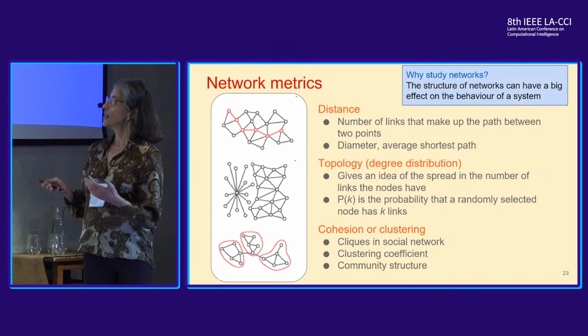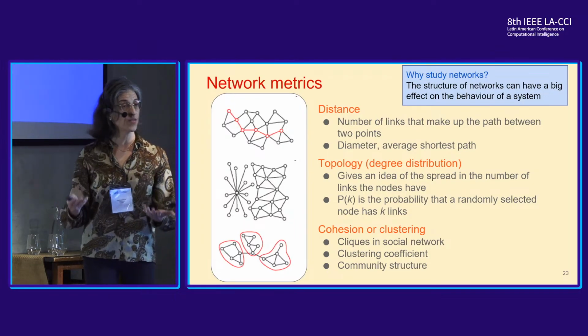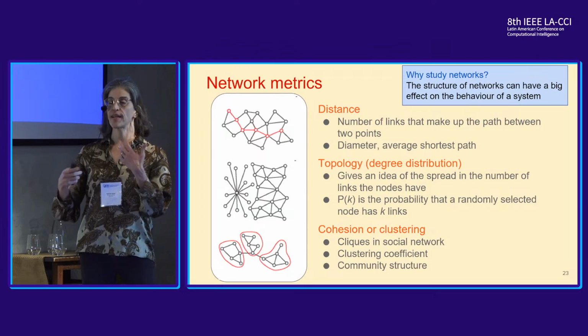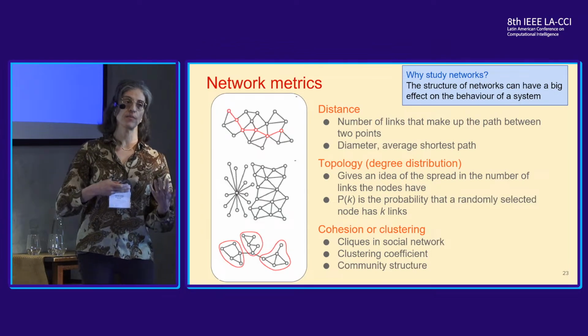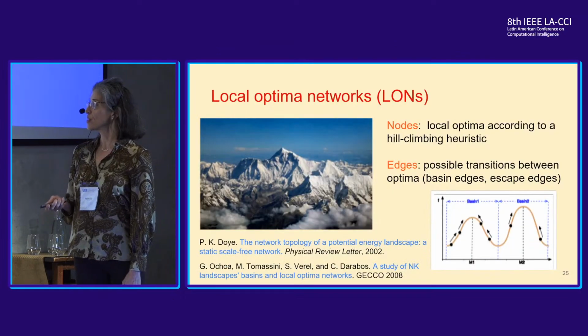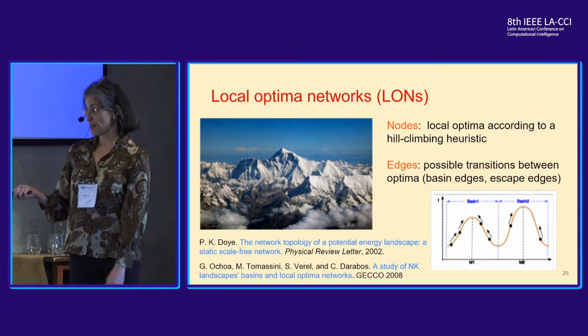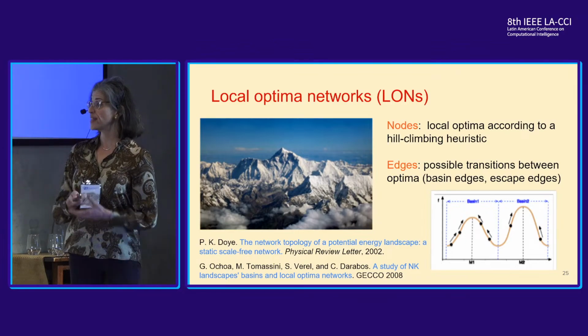Why do we study networks? Because the structure of the network is related to the behavior of the system. So that's the idea, that we can learn about the system by studying the structure of the network. Okay, so that brings us to local optima networks. It's a model of fitness landscapes, and as I mentioned, it was inspired by work in energy landscapes.